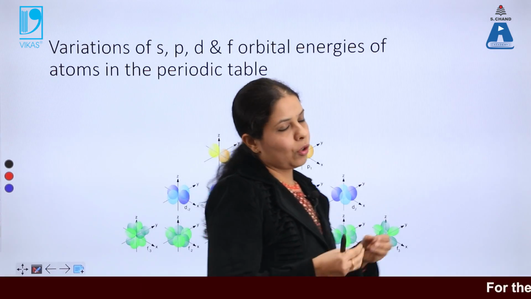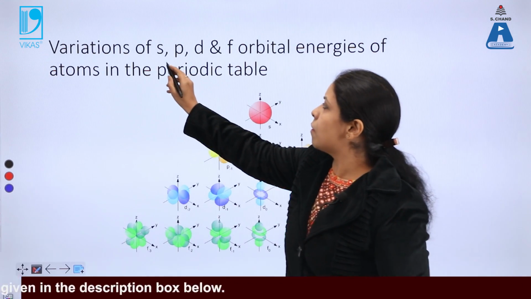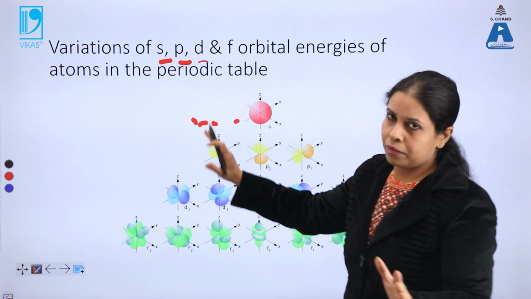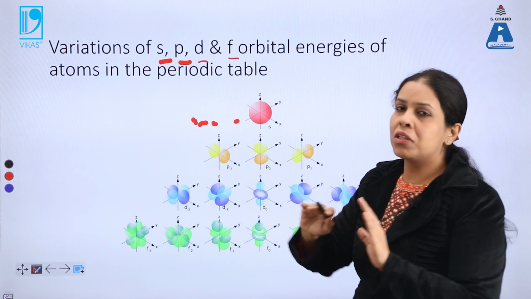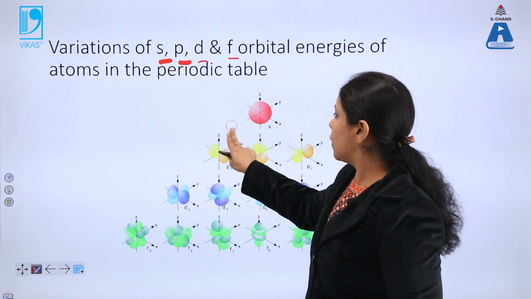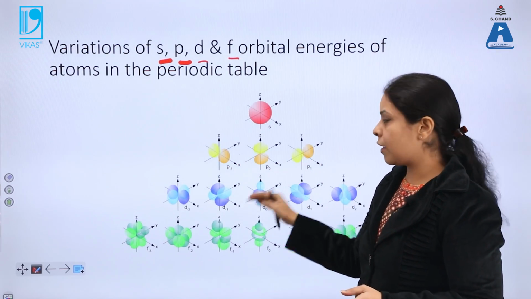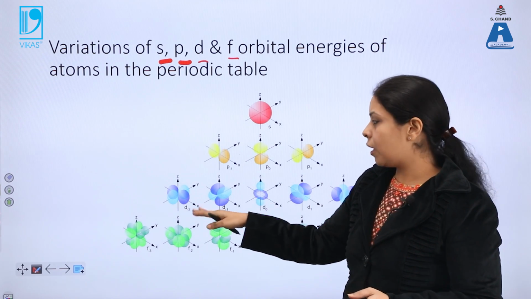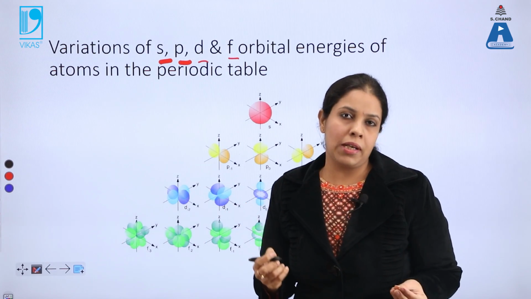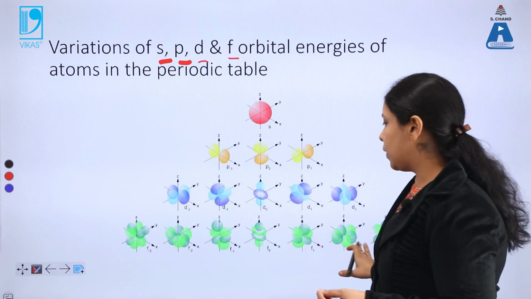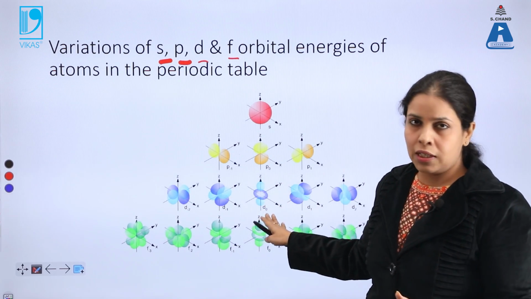So before knowing about how these energies vary, we have to know about the shapes of these orbitals. The shapes of s, p, d and f are completely different. S is spherical in nature, p is dumbbell shaped, and there are 3 p orbitals, Px, Py, Pz. D orbitals are double dumbbell shaped. There are again 5 d orbitals: dxy, dxz, dyz, dx square minus y square and dz square. F orbitals have complicated shapes, but they are also very different in nature as compared to s, p, d orbitals.